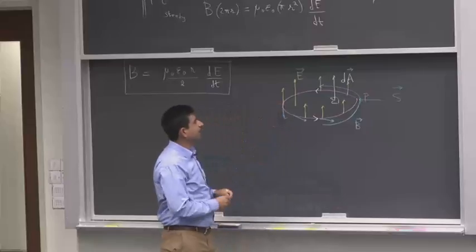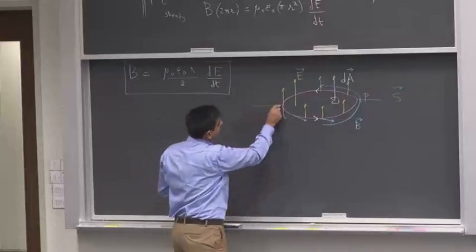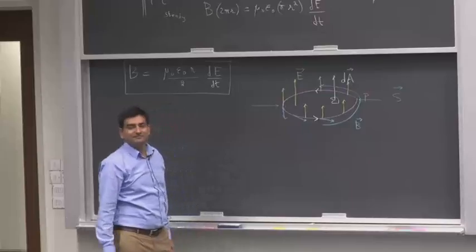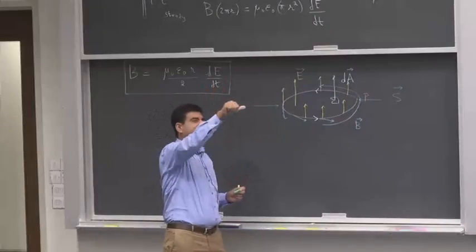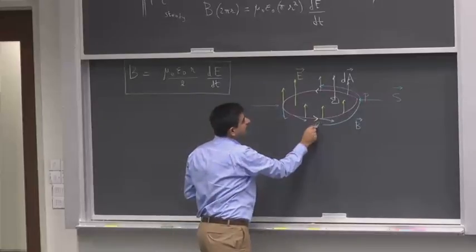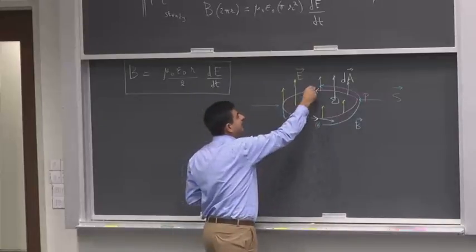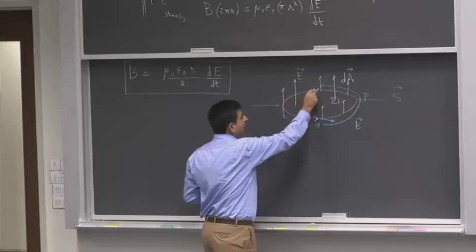Let's look what happens here. E upward, B outward, S points in this direction. Here what's going to happen? E upward, B like this, S into the plane of the blackboard. S points inwards. Here, S is going to point outwards.